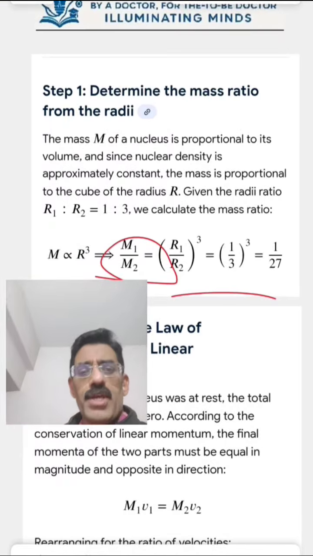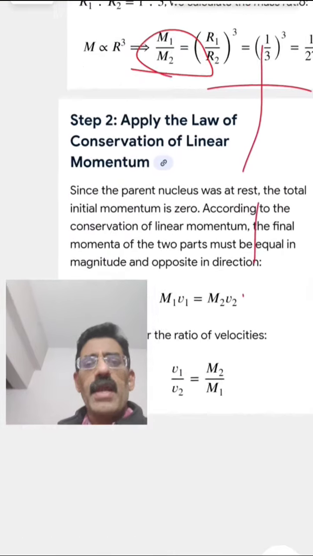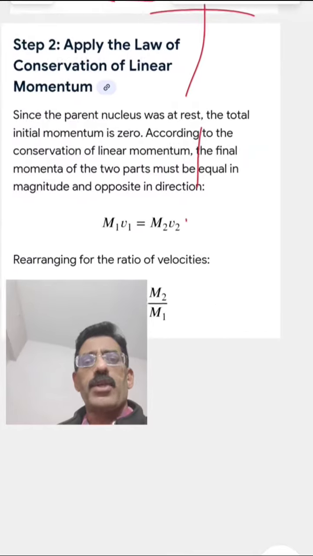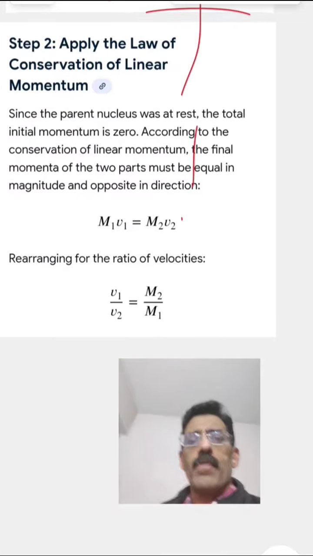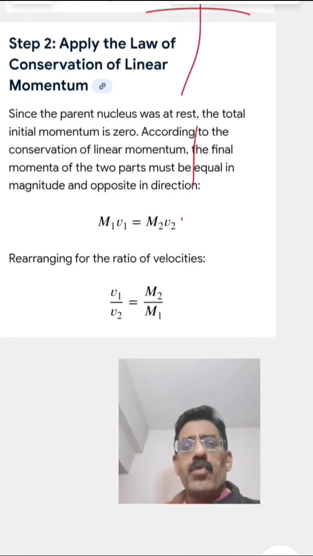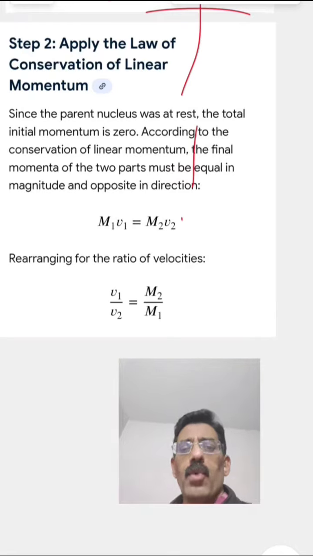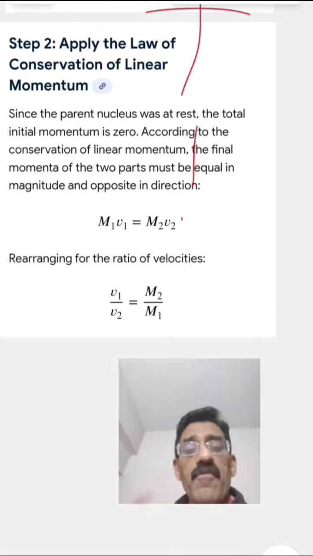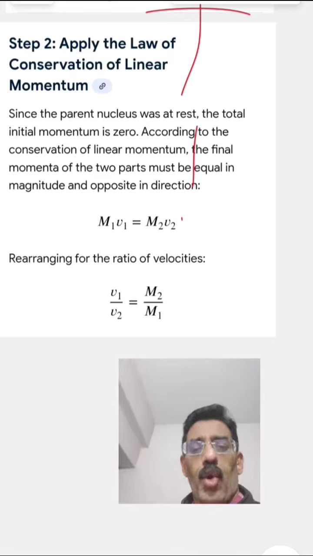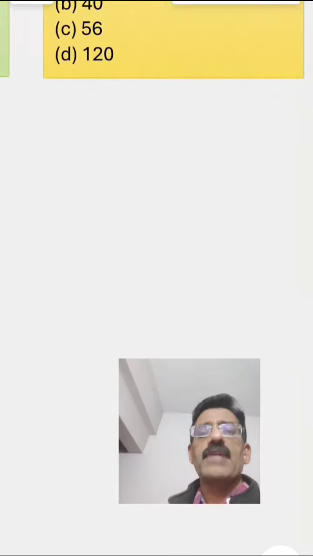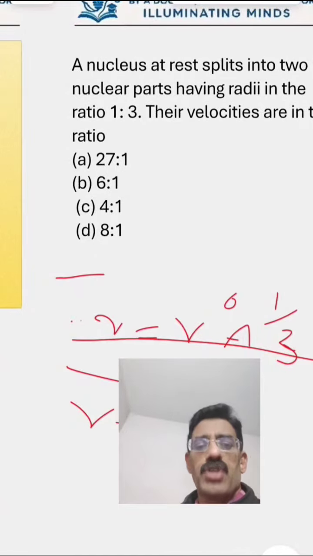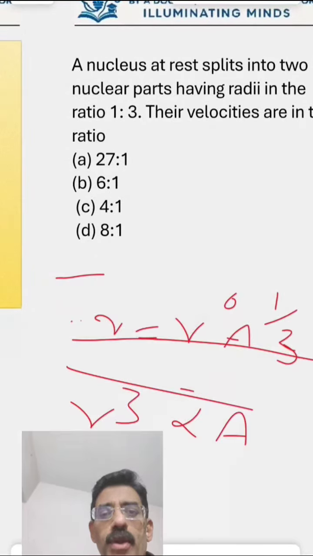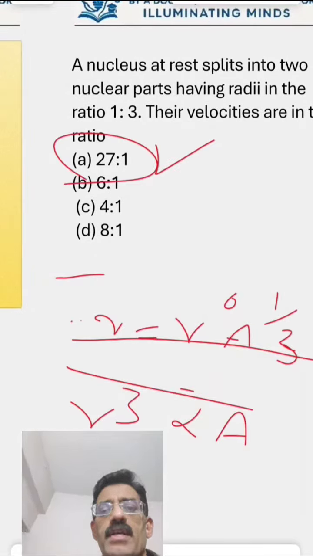What is then the velocity ratio? You know from linear momentum that m1 v1 is equal to m2 v2, isn't it? So therefore, v1 by v2 becomes equal to m2 by m1. m1 v1 is equal to m2 v2, so m1 by m2 becomes equal to v2 by v1. So the velocity ratio is the reverse of the mass ratio. And so you know from this that the answer is going to be simple. What is it? 1:27 was the mass ratio, so your answer here is going to be 27:1. The first option is your answer.